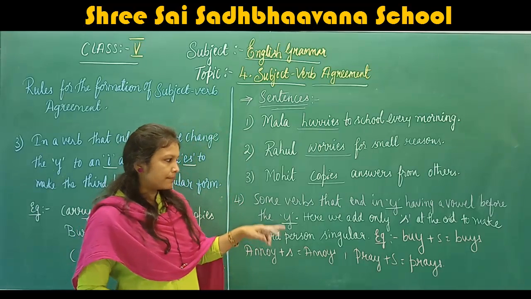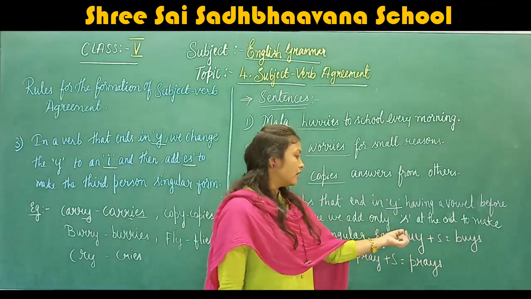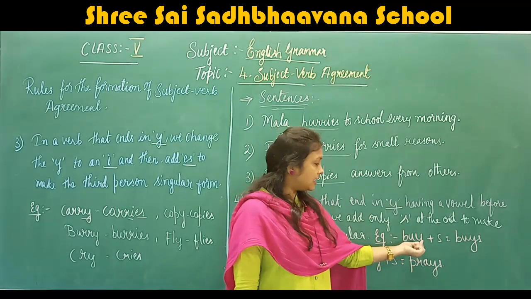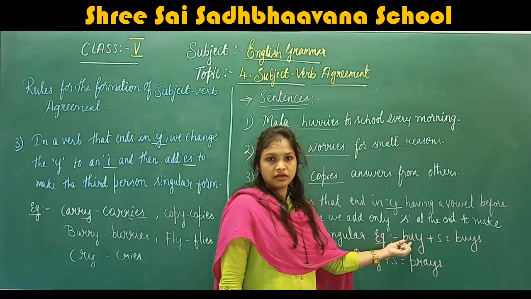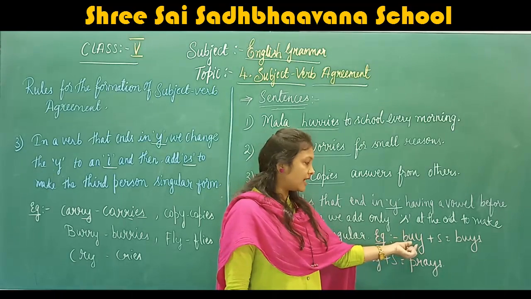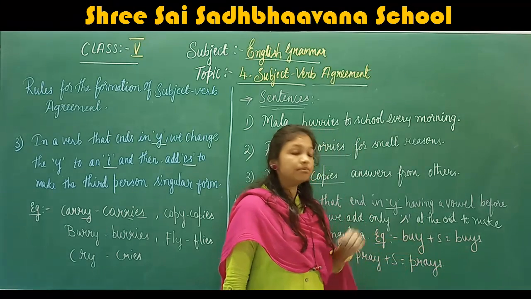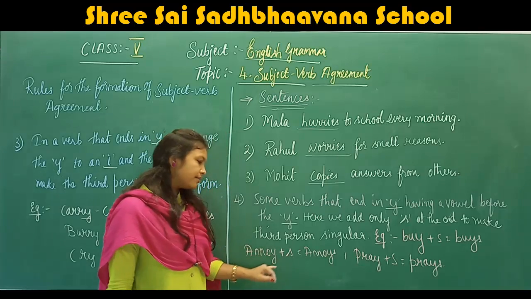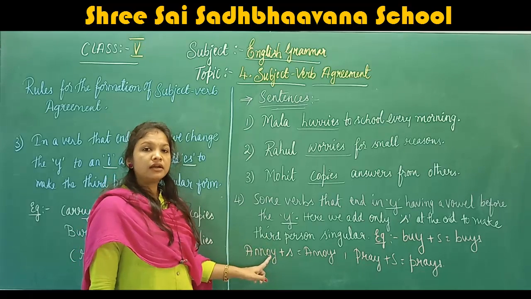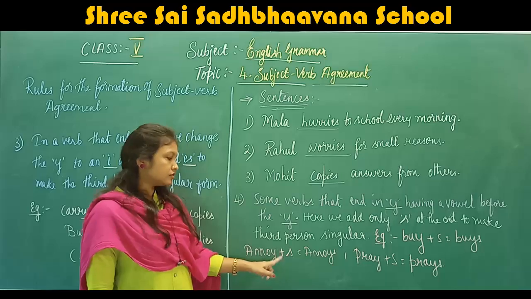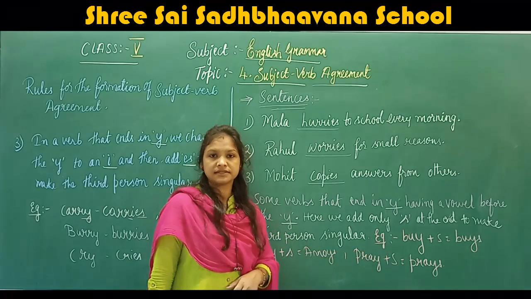Understood, children? For example, buy plus es, buys. Here the verb buy is ending with the letter y, and it has a vowel letter u. So we have not removed the letter y, we just added es and converted it into third person singular form as buys. Similarly, annoy plus es, annoys. Here the letter y has a vowel letter o before it, so we have just added es and it becomes annoys. Next, pray plus es, prays.